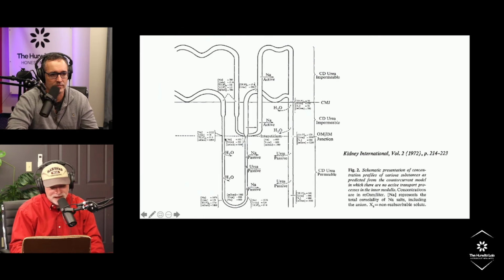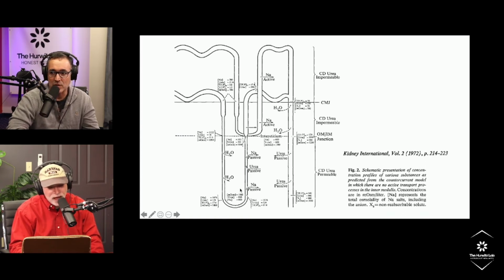And look how this is labeled. In 1972, they already knew a lot of things. Water's coming out down the descending limb. They do play a role in the single effect. They amplify the single effect because they're in the right place to do it, and they have the transporter. But you notice here the water permeability coming out the descending limb, and then sodium is passively moving out. The only way sodium could passively move out is if the sodium concentration inside here is higher than it is in the interstitium.